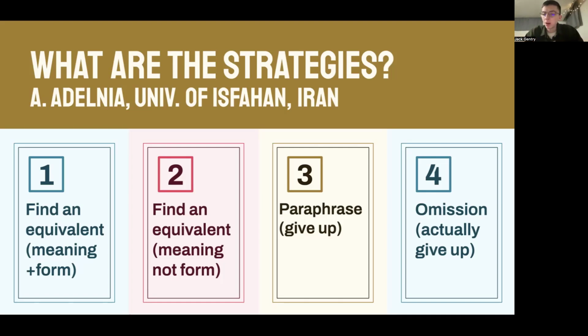Technique three is to paraphrase, or just say basically what the idiom is trying to say. In a way, it's kind of giving up. However, it's not actually giving up, because actually giving up is called omission, and that is where you completely take out the idiom and just say, I'm not even going to try. I have no idea how to translate that into this new language. I'm just going to go past it and maybe say something else or just move on. Don't worry about it.